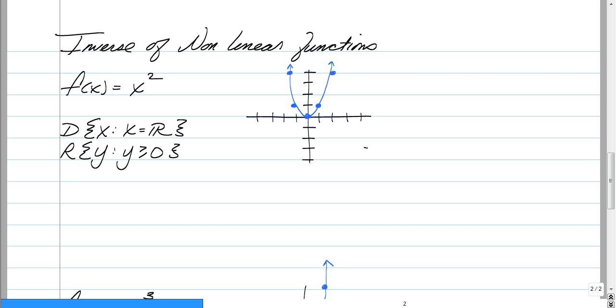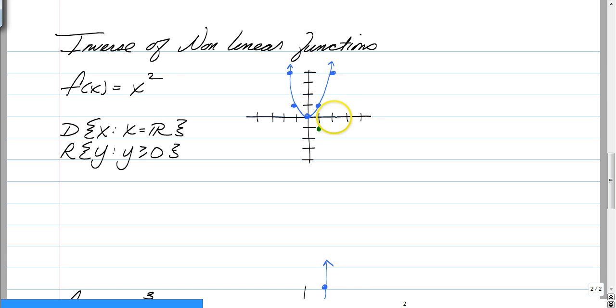So what we need to do here, there's a couple of ways you can do this. You can plot some points, or you can do it algebraically. Really, it's up to you. So if we were to plot a few points, this 1, 1 becomes 1, 1, but this negative 1, 1 becomes 1, negative 1.